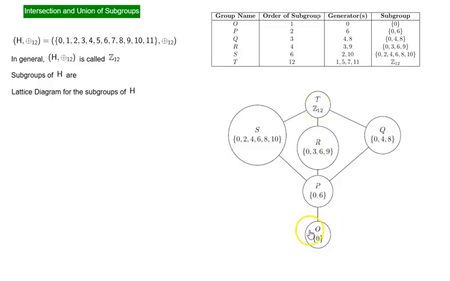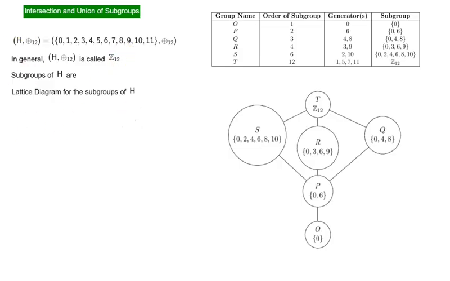And this is the subgroup containing only the identity. So again, this is the trivial subgroup. Right? So these are the trivial subgroups, and these are the proper subgroups of the group H or Z12.